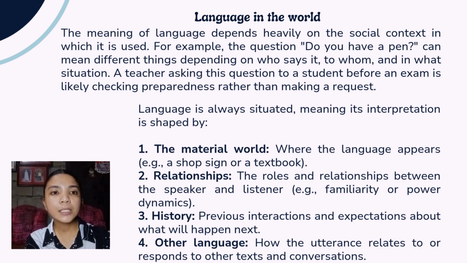Third, history. Past interactions and expectations about what happened next. Example, if someone frequently borrows pens from you, you may interpret "do you have a pen?" as another request, even if it's not explicitly stated. Last is the other language, how the words connect to previous conversations, texts or cultural references. Example, a comment like "it's raining cats and dogs" makes sense if you've learned it as an idiom for heavy rain. The key takeaway is that language doesn't exist in isolation. It is always part of a language web of relationships, histories, and context that shapes its meaning.